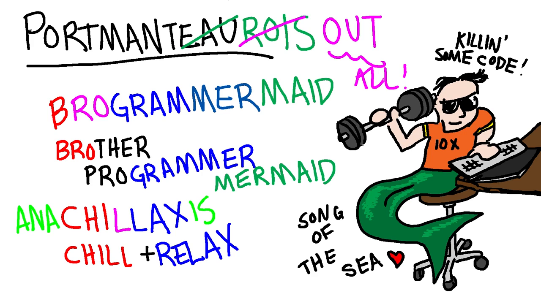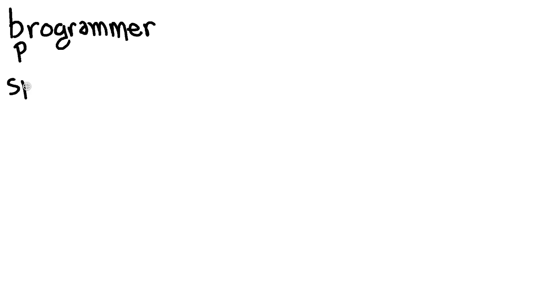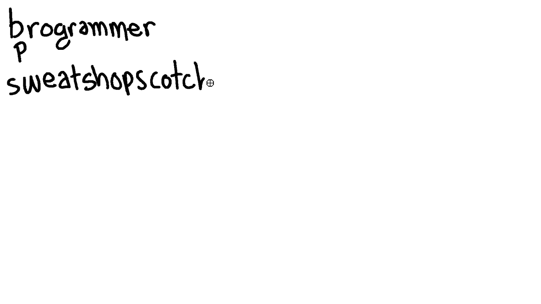Okay, so in order to do this with computers, we're not going to be worried about the sounds of words. We're only going to be worried about the way they're spelled. So these will be purely lexical portmanteaus. So a word like brogrammer is not okay because we had to leave out the P. But we will allow something like sweatshopscotch, which is a portmanteau of sweatshops and hopscotch because of this overlap here. And we didn't lose any letters. That's going to be really important.